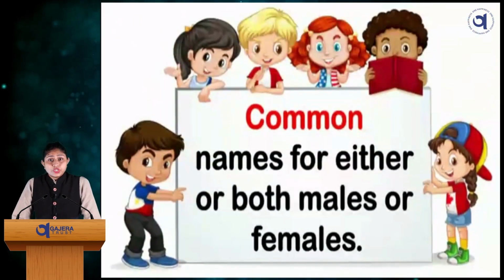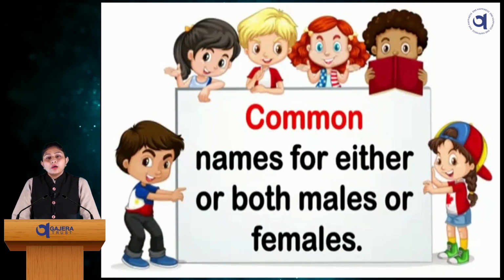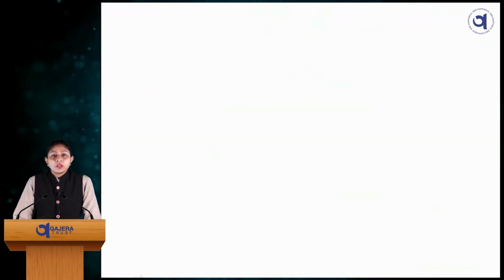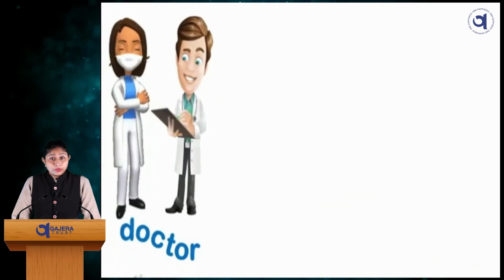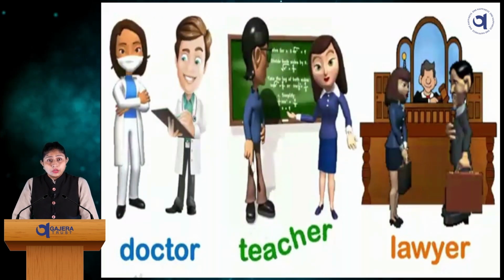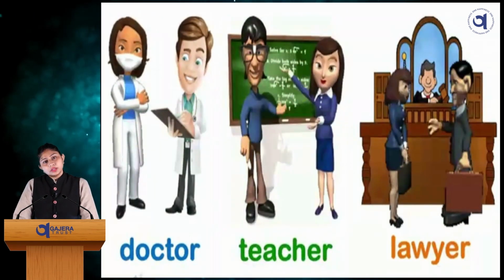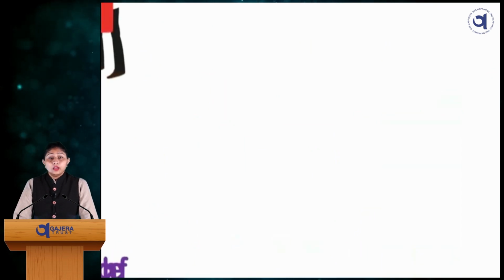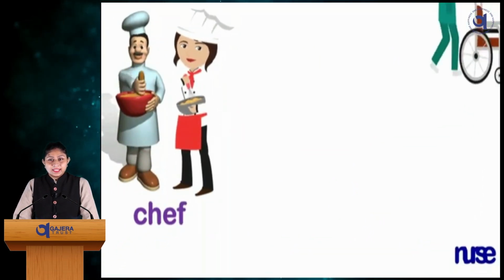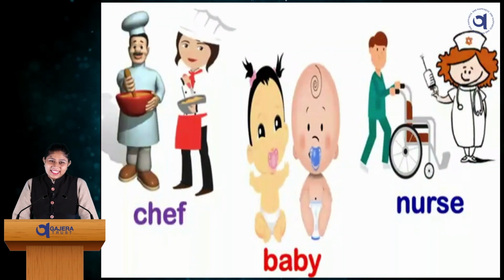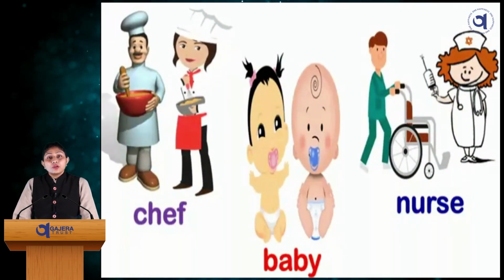Now, common gender is the name of either or both male or female. Let's take some examples of common gender. If we are talking about the doctor, the lawyer, or the teacher, they may be both, either a boy or a girl. That's why it's called common gender. Let's take some more examples of common gender. That is a chef, and a nurse working at the hospital, and babies. All these come in the common gender.